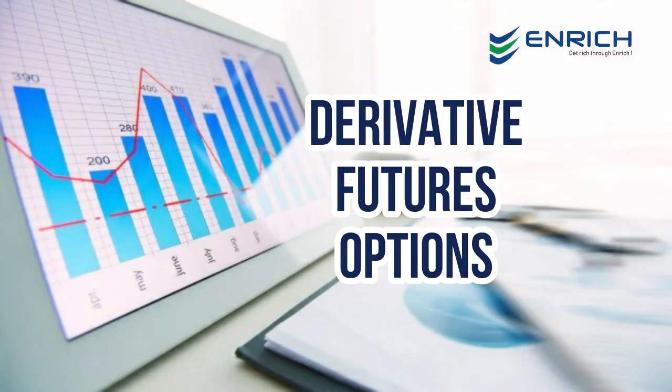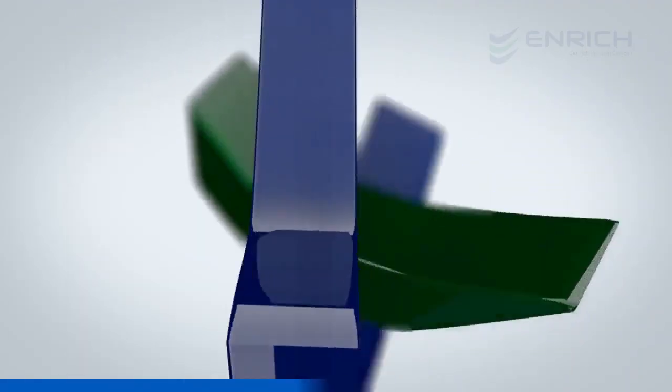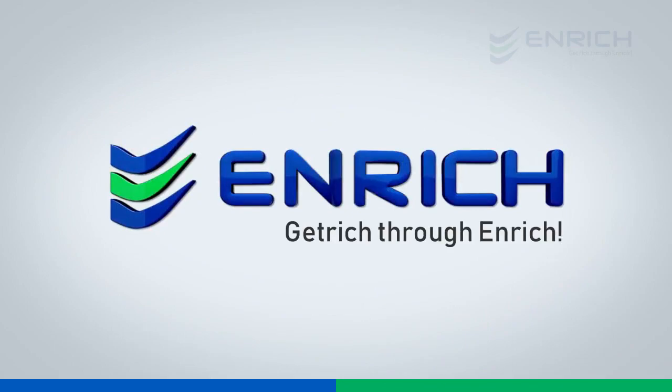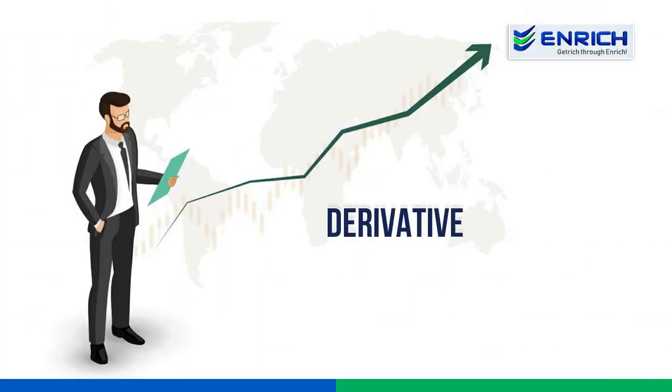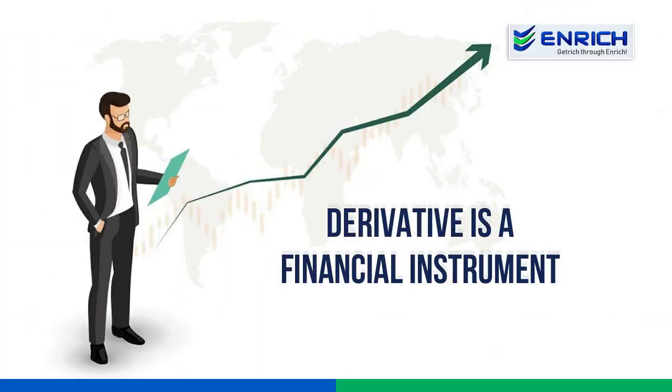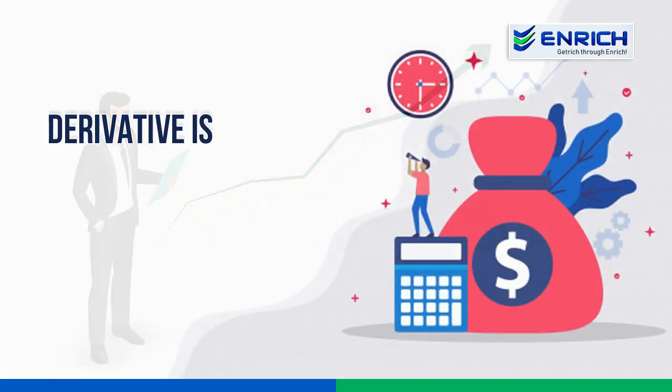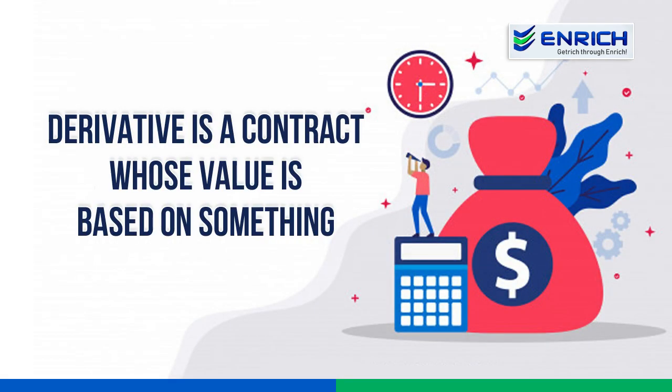In today's video, we're going to give you a simple explanation on derivatives, futures and options. This video will give you a brief idea on financial derivatives. Basically, a derivative is a financial instrument which derives its value from an underlying asset. In simple terms, a derivative is a contract whose value is based on something.